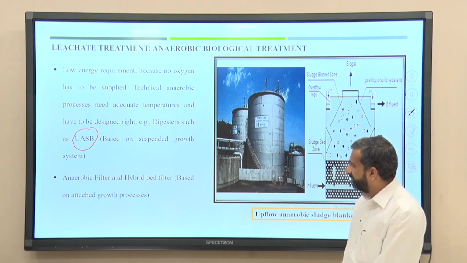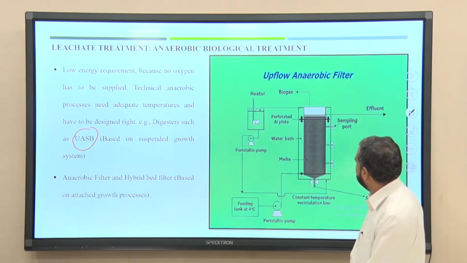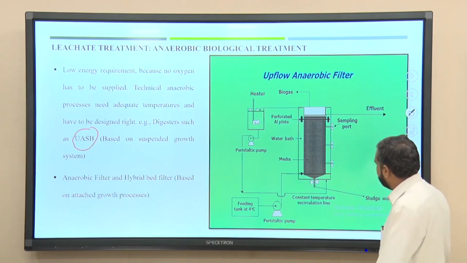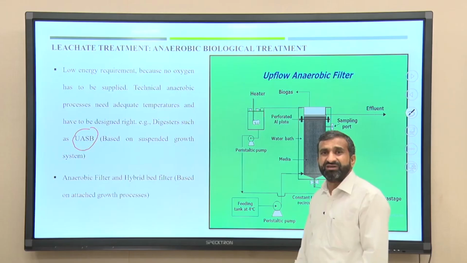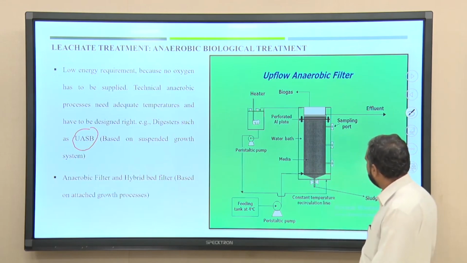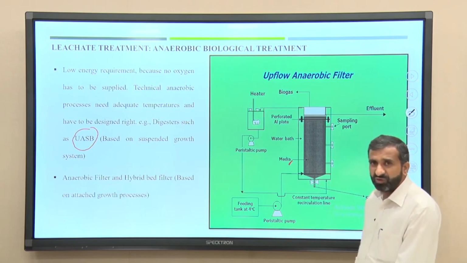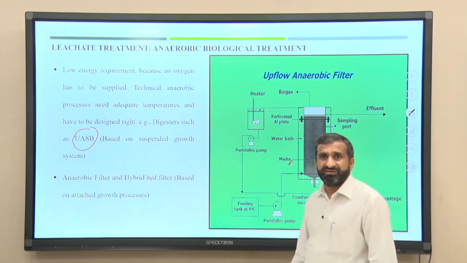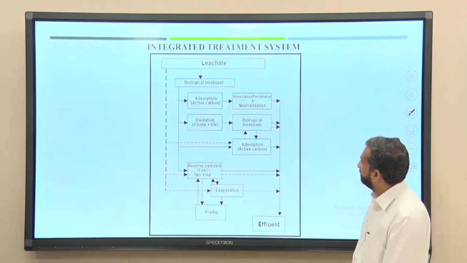Or we can use an anaerobic filter, or even hybrid bed filters can be utilized. This is the upflow anaerobic filter. This is somewhat different from the UASB unit. UASB will be a long vertical vessel. Here also it is a vertical vessel, but this vessel will be filled with media, and the bacteria will grow onto that media, and because of that the degradation of organic matter is possible.